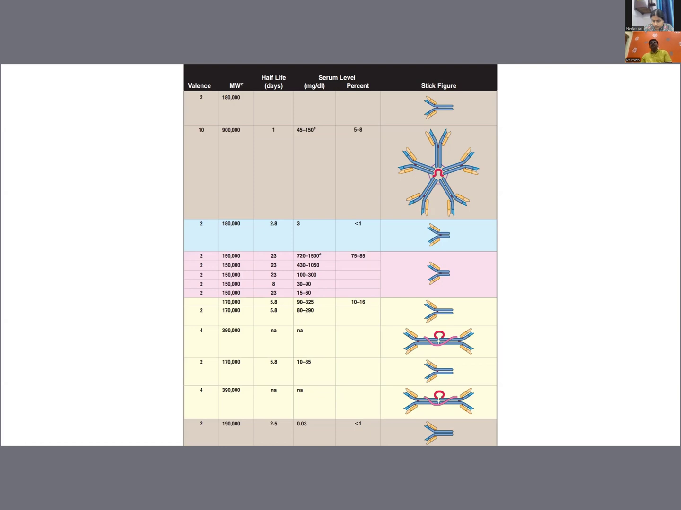IgA, which is called secretory IgA, is present in the gastrointestinal tract, in the mucosal lining. The B cells which are present in the intestinal tract lining produce immunoglobulin A. It is also called a secretory antibody. So it fights against all the antigens that are entering the gastrointestinal tract, right? Did you understand?